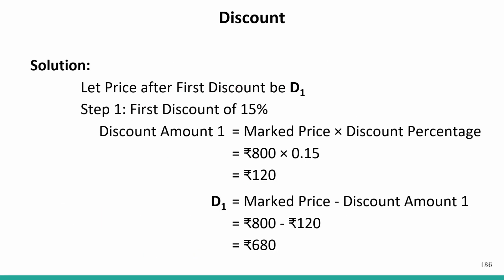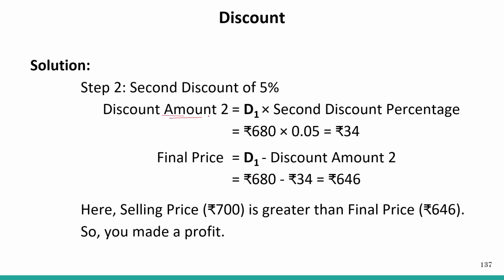So the discount 1 amount is equal to marked price into discount percentage, that is equal to 120. So D1 is equal to 800 minus 120, which is equal to 680 rupees. So the second discount amount will be 680 into 0.05 because we have a 5% successive discount on D1, that is 680. So it will be 34 rupees. So final price is equal to D1 minus discount amount 2. So 680 minus 34 is equal to 646.